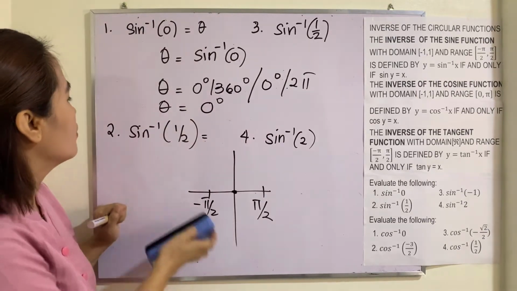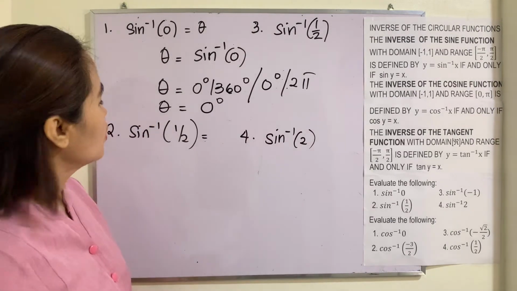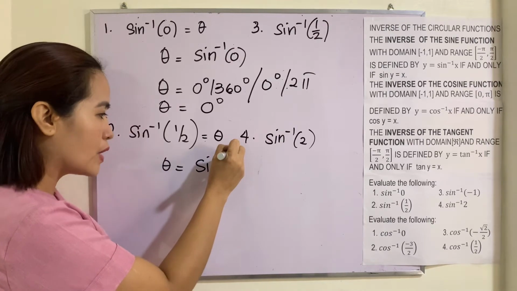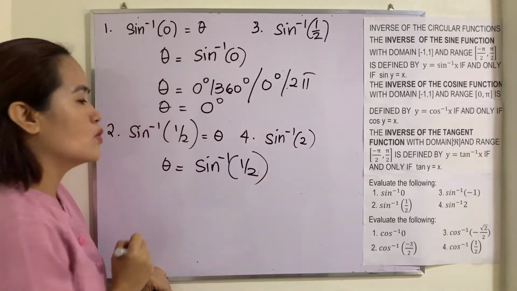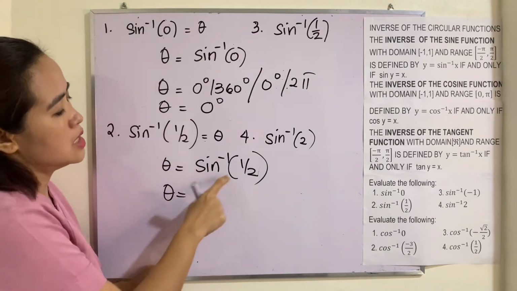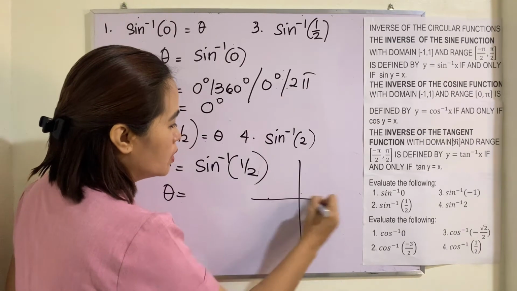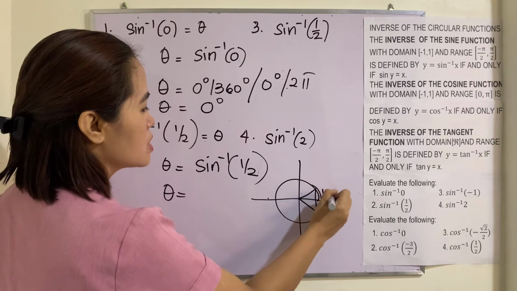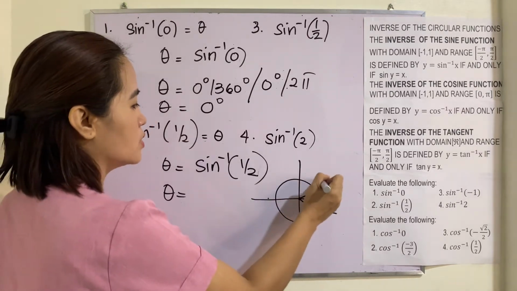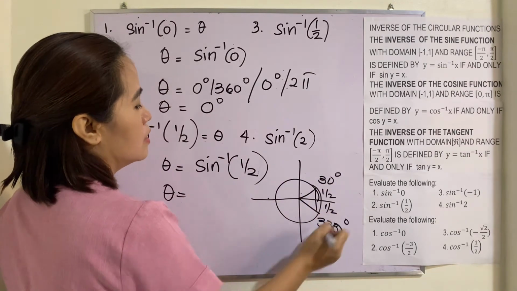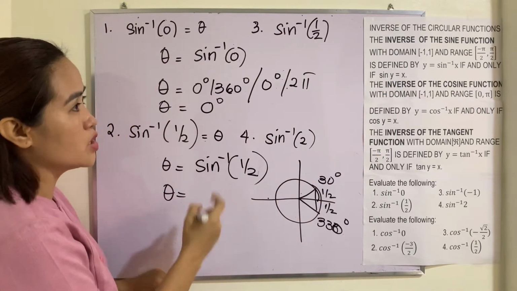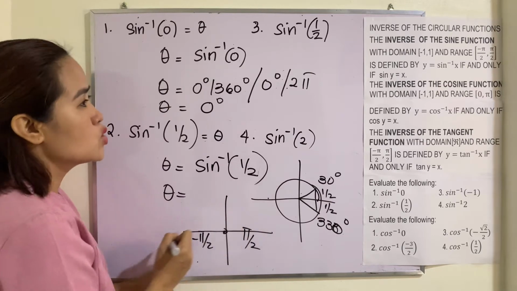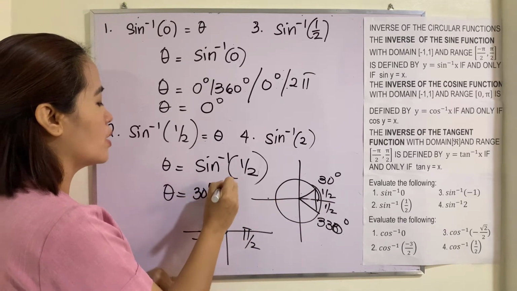Example number 2. We have arc sine 1/2. For arc sine 1/2, this one is equal to theta. So we look for the angle in which the value of the sine function is equal to 1/2. If we try to draw it, this one is the unit circle. This is 1/2, so y is equal to 1/2. So this is 30 degrees and this one is 150 degrees. But of course, it says there that our range is from negative pi over 2 to positive pi over 2 only. So therefore, we have 30 degrees, or pi over 6.